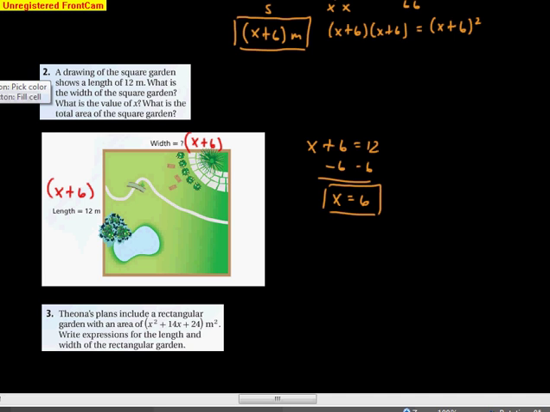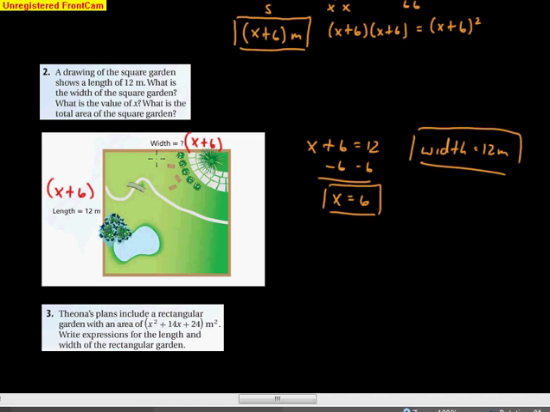Well, the width and length are the same. So if the length is 12, the width is also 12. So the width also equals 12 meters. So the width is 12 meters. That means x is 6.